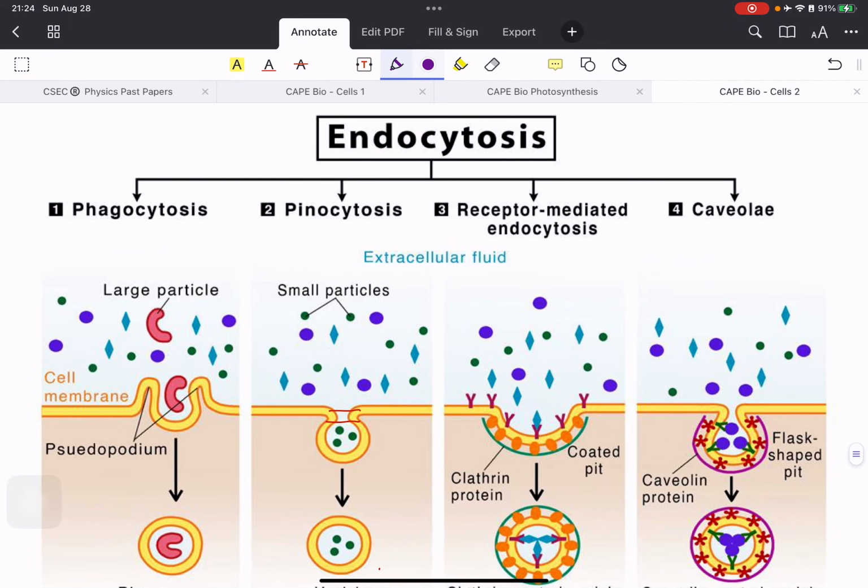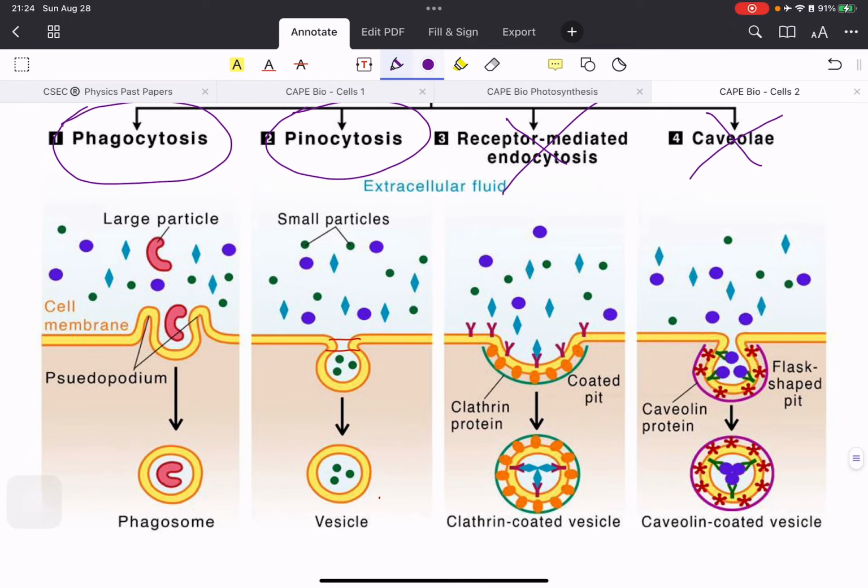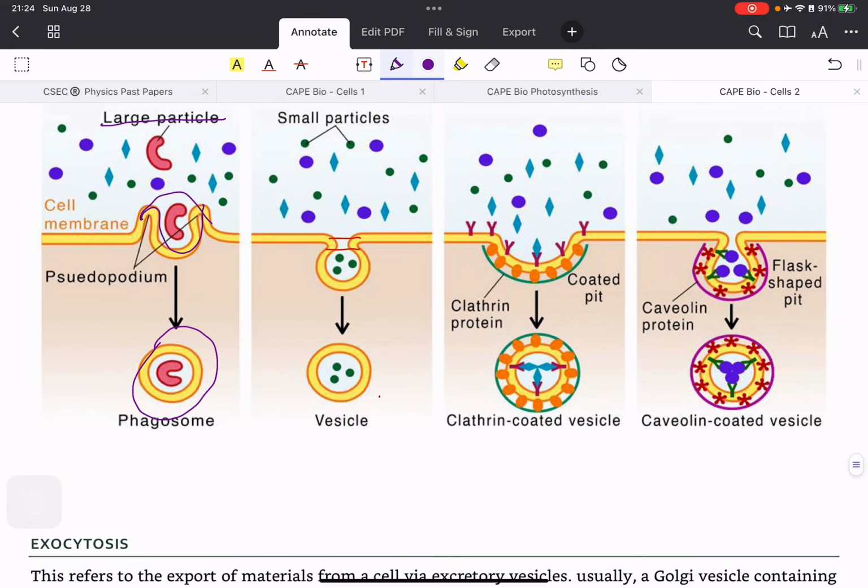So let's do endocytosis first. Now there are 2 main types. We don't need to worry about these 2, right? We're worrying about phagocytosis and pinocytosis. So phagocytosis involves large particles, right? Now the cell membrane kind of surrounds the large particle and then pinches off here and makes a nice circle, and we call it a phagosome. Right? So therefore, the large particle has entered the cell without having to undergo any diffusion or anything, right? So the membrane actually surrounded the large particle and made it a part of the cell.